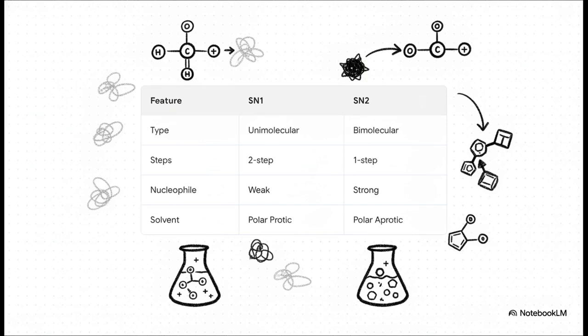The nucleophile literally slams into the molecule at the exact same split second the halogen leaves. Because of that, it demands a strong nucleophile, and it heavily favors polar aprotic solvents, like acetone or DMSO, which don't build a cage around the nucleophile and slow it down.